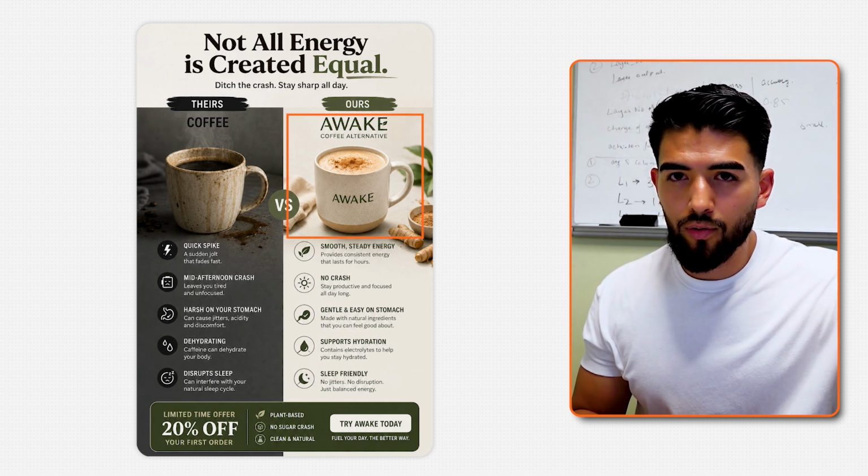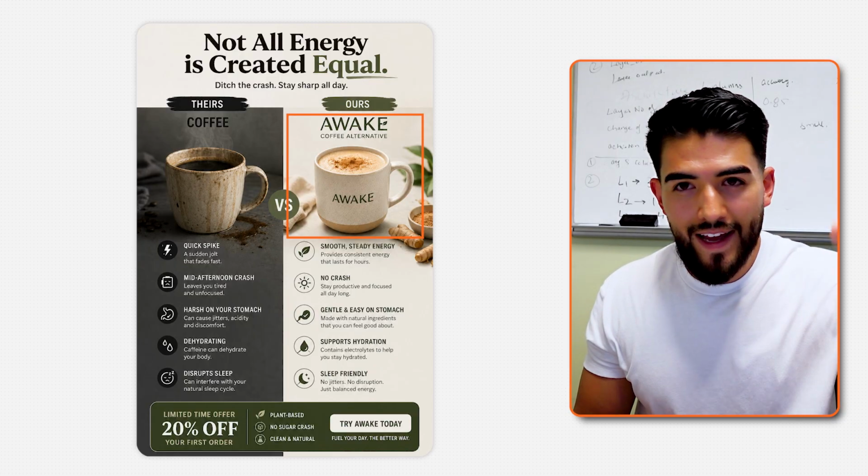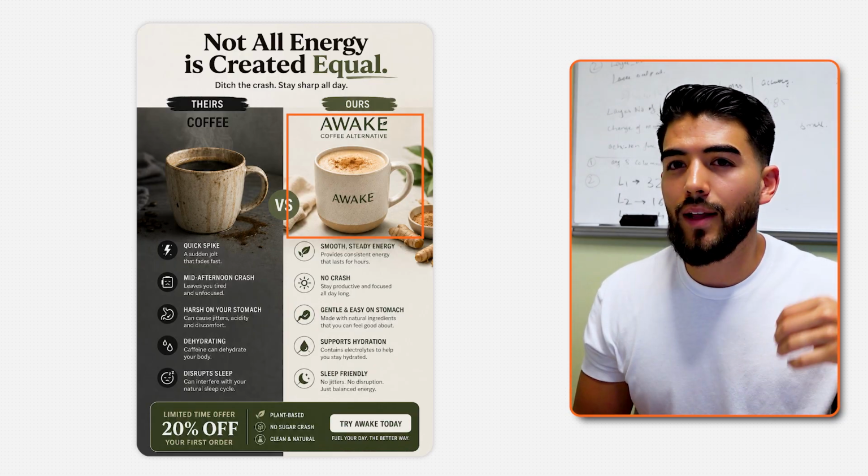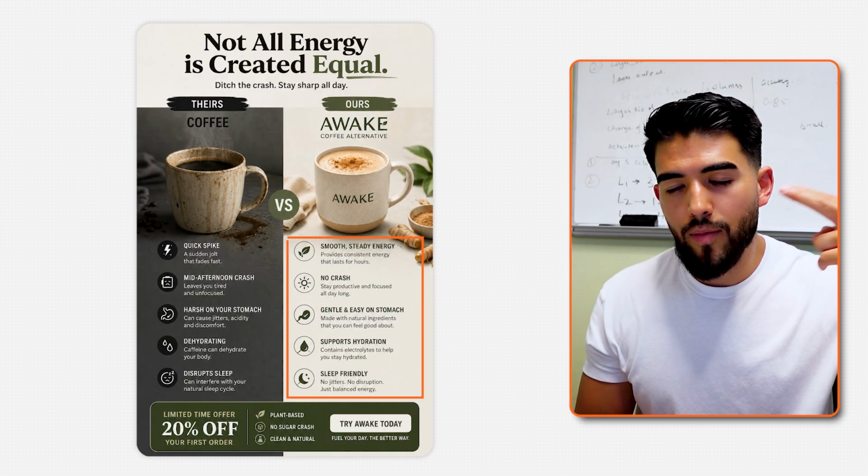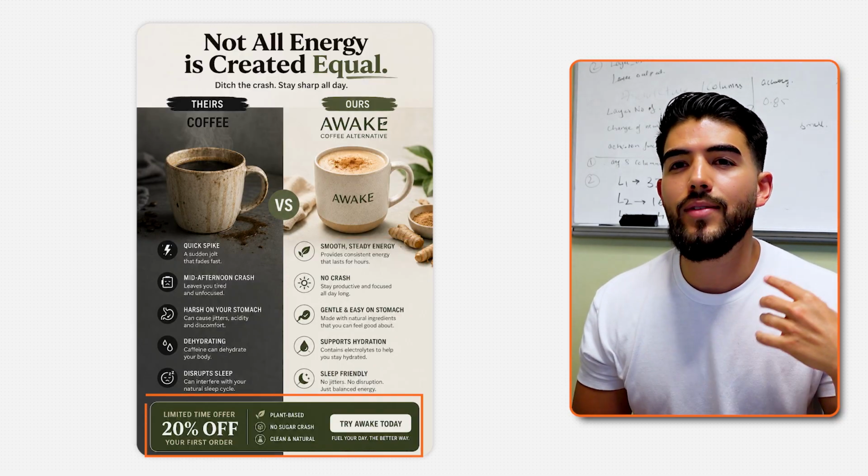And then they show their product, which is beautiful. They show it in a nice looking mug. It looks like a really yummy product and a really tasty drink. And then they list all the benefits of their product, and at the bottom they have a CTA with an offer.